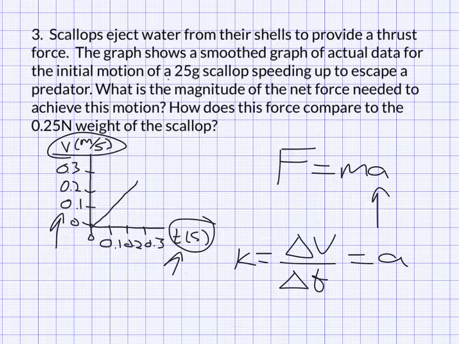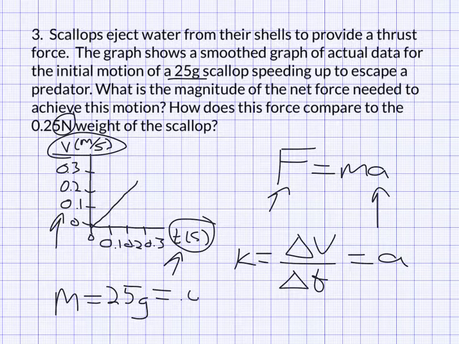And we have a mass, so we will have that m. So I'm going to go ahead and put that here. M of the scallop is 25 grams. And if I want newtons, which I probably will because we're comparing it to newtons at the end, I'm going to have to change that to 0.025 kilograms, because kilograms and newtons go together. Those are the units we like for newtons.